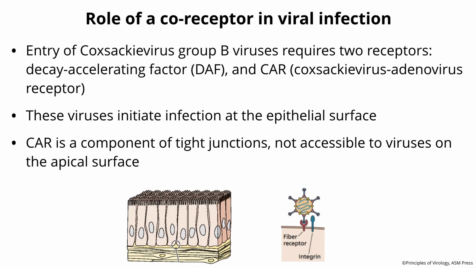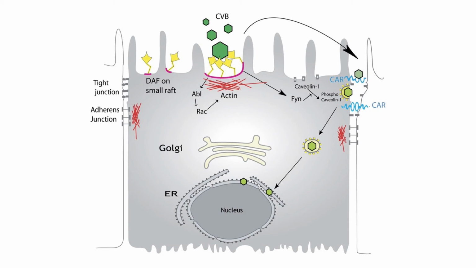So here's a diagram of typical columnar epithelial cells that would be lining your mucosal surfaces. The decay accelerating factor is on the surface, but CAR is actually in between the cells. It's not accessible. The virus cannot bind to it. But Coxsackie needs it to get into cells. So what happens? So it turns out that Coxsackie viruses, shown in this slide in green, they initially bind DAF, which is on the cell surface.